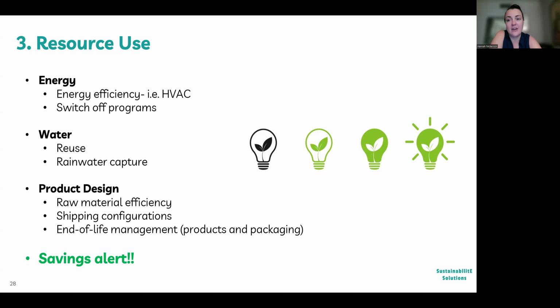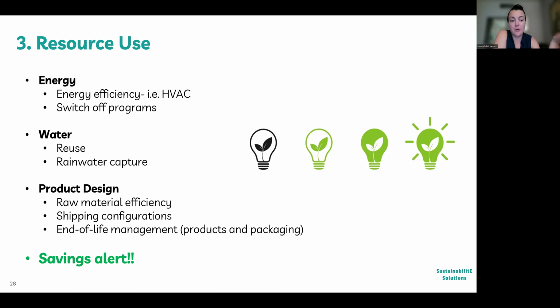Then we have product design. It's not just about the waste that you're generating, but you're buying these materials and you want to make sure that you're maximizing the efficiency of those materials. Sometimes you have to look at the product design itself. Sometimes you have to look at the manufacturing process to minimize that waste and get the most out of those raw materials. Then we're also thinking about shipping configurations. How can we design this product, or design the packaging at least, so that we can fit as many of these products as we can on one pallet and then as many pallets as we can into one truck?